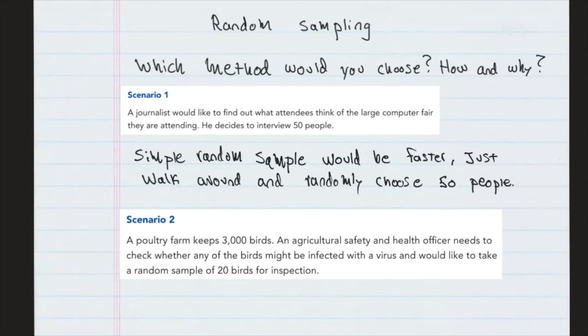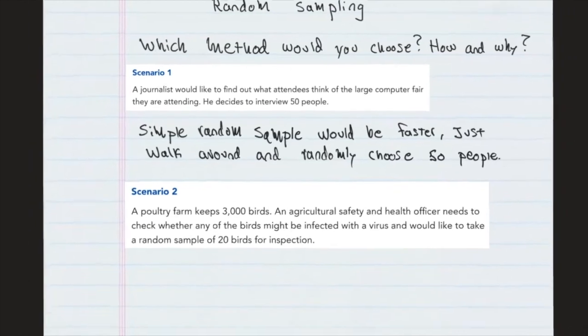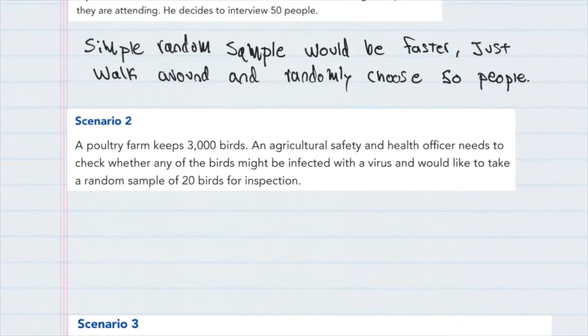Now, I could probably justify a systematic approach as well. Let's say you just stand by the door, and every 5 people that walk through the door, you survey them. So that would be a systematic approach that you could also justify. The thing about that is, what if you're standing by a particular door that creates a bias? So those are all things that you have to be careful of and what you have to think about when you're sampling.